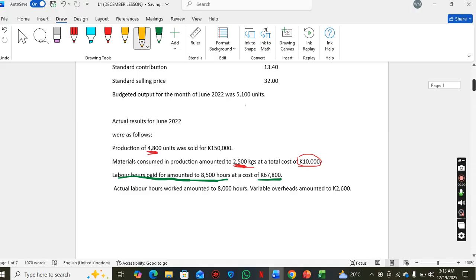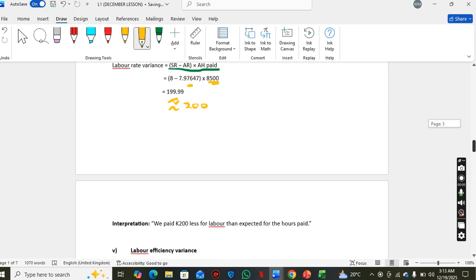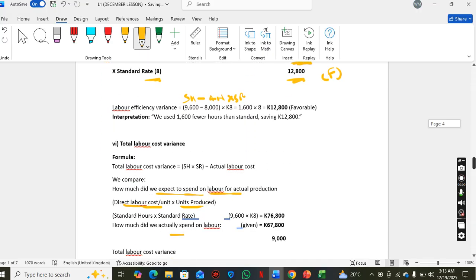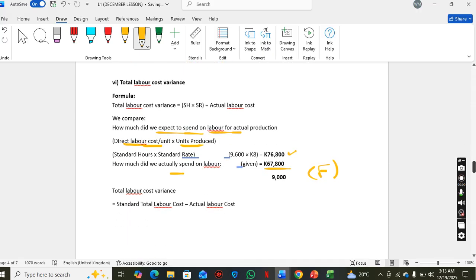You get 76,800. Or you can just say your standard hours multiplied by your standard rate. This 9,600 multiplied by 8, you still get 76,800. This is how much we expected to spend in total for labor. But we actually spent 67,800, so we spent less. When we subtract these two figures, we get 9,000 kwacha, which is favorable since it's positive. So basically, we saved 9,000 kwacha in terms of our labor cost. This is also similar with the formula: standard total labor cost minus actual labor cost.